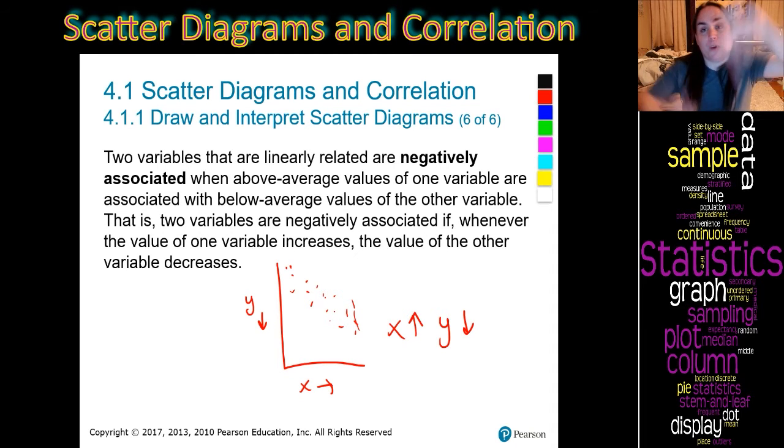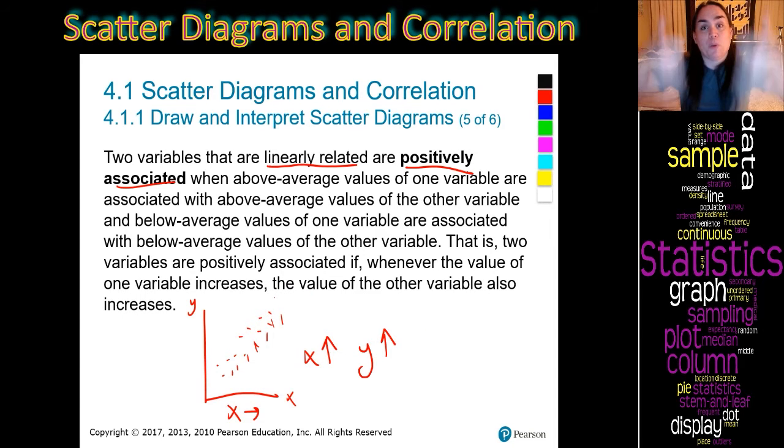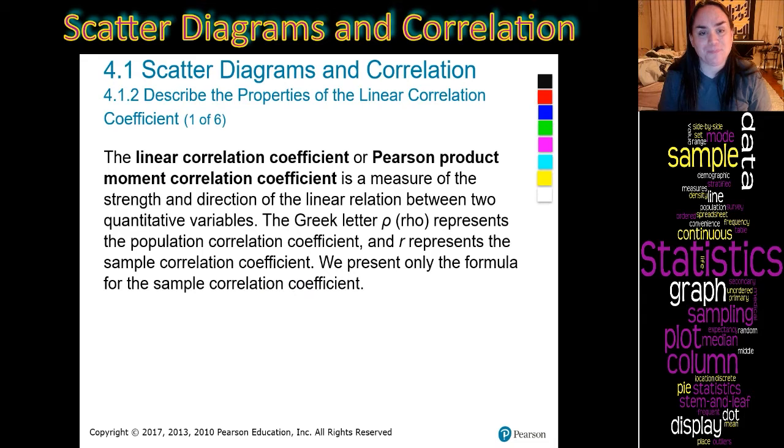So x and y go in opposite directions when they're negatively associated, and x and y both go in the same direction when they are positively associated. Either they both go up at the same time, or they both go down at the same time.